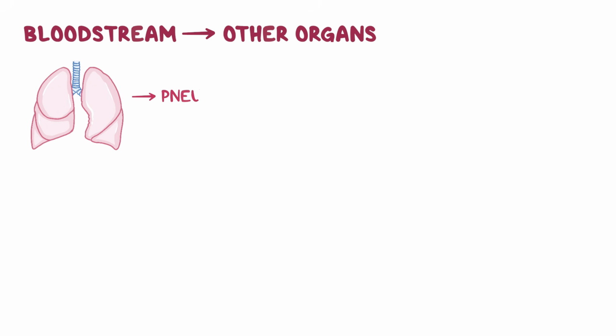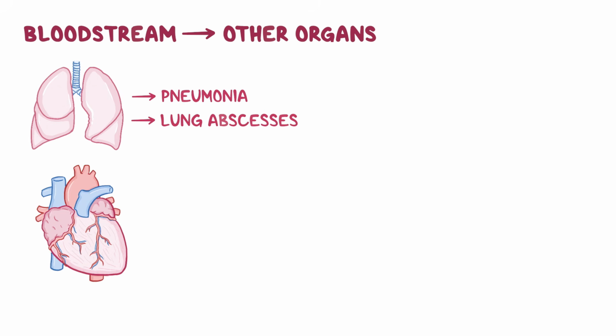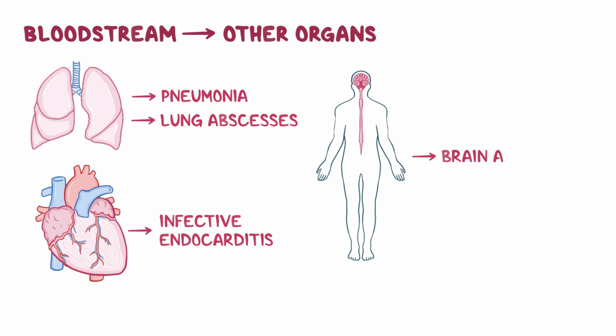From the bloodstream, strep pyogenes bacteria can spread to other organs like the lungs, causing pneumonia or lung abscesses, or the heart, where they form clumps called vegetations on the heart valves, causing infective endocarditis. Alternatively, if they spread to the central nervous system, they can cause brain abscesses or meningitis.